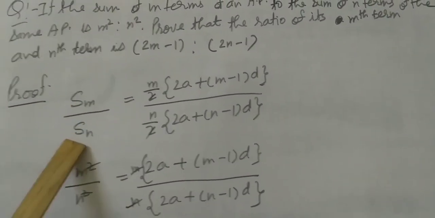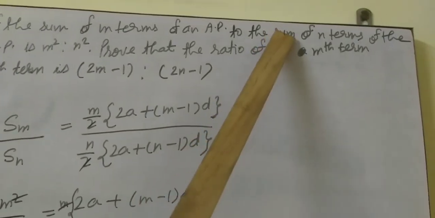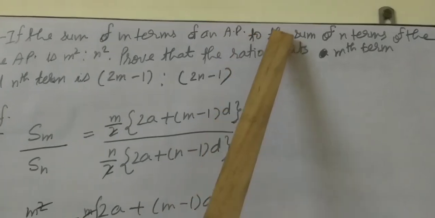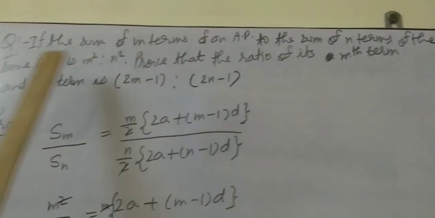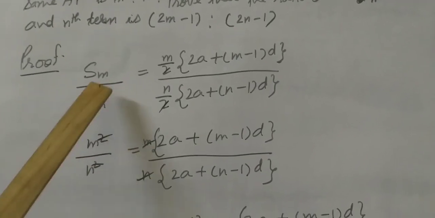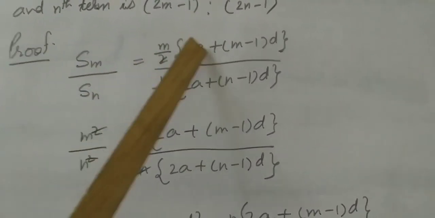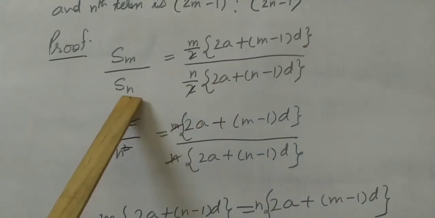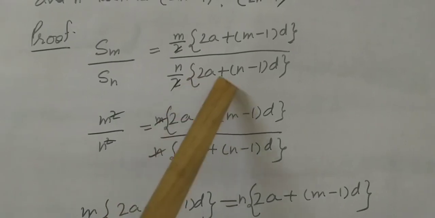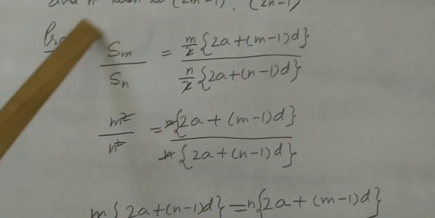Sm upon Sn. Students, the sum ratio is given to us: sum of m terms to the sum of n terms of the same AP. Sm upon Sn. In the place of n we can write m, student, m upon 2, 2a plus (m minus 1)d. Here n is given, the same formula will be here, n upon 2, 2a plus (n minus 1)d. 2 to cancel, student.